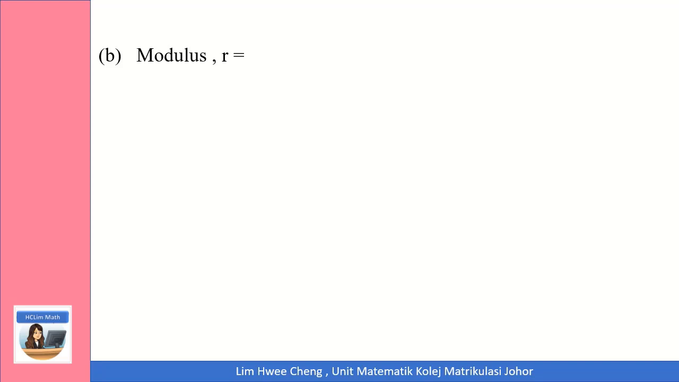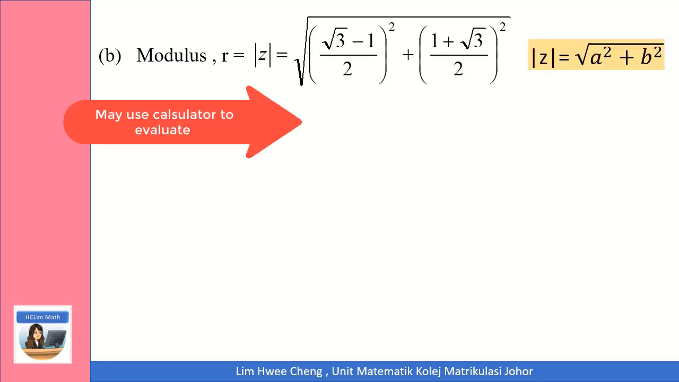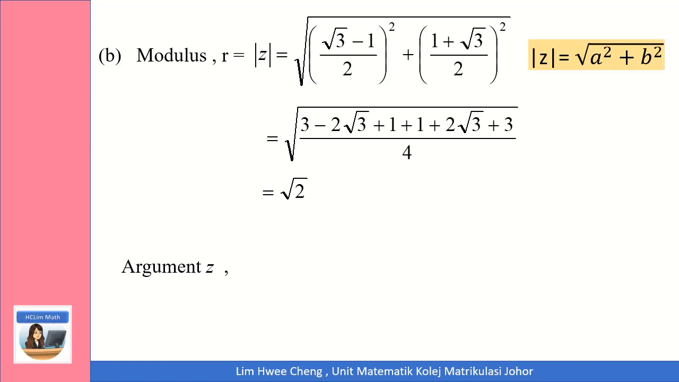Part B. To evaluate the modulus, we use the formula square root of a square plus b square, and we evaluate and simplify to get the value of 2.